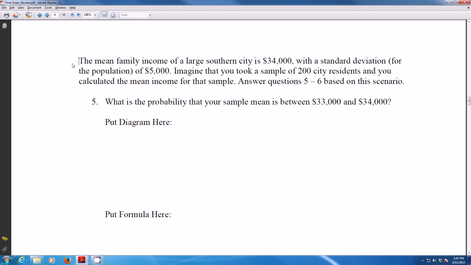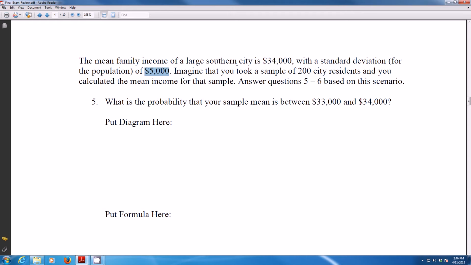And for the next two questions, we're given the following scenario. We're told that we have the mean family income for a large southern city, and the value for that mean income is $34,000 with a standard deviation, in this case for the population, of $5,000. And so this is going to represent our population data. The population mean is 34,000, standard deviation of the population is 5,000.